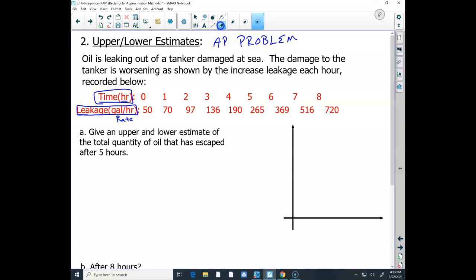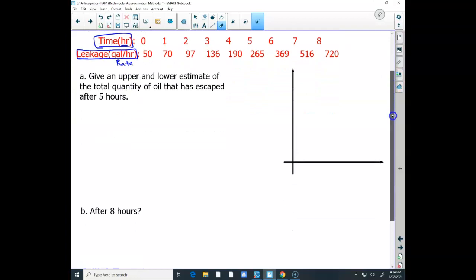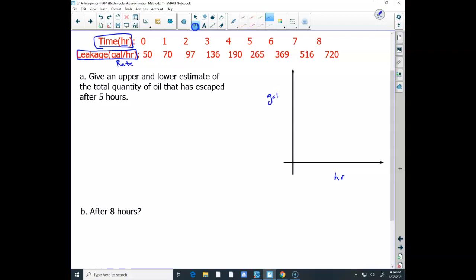By AP time, most people get all wound up: what do I have to do? Do I do an integral or do I do a derivative? What I would recommend is to focus on your units, because what they are telling me is here's my hours, because that's my x-axis, and this is gallons per hour.